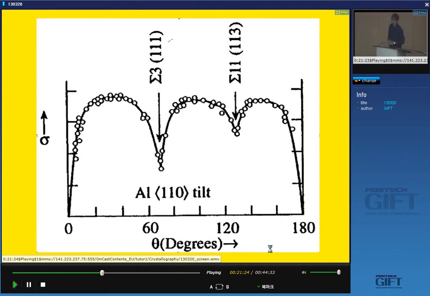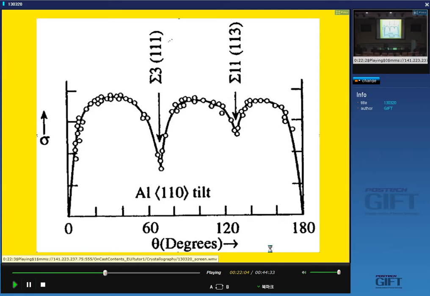Okay, so here, for example, we are plotting real values of the interfacial energy in, I think this is aluminium, yes, it's an aluminium tilt boundary about the 110 axis, and we are measuring the interfacial energy. At sigma 3, where 1 in 3 of the lattice points are coincident, you get a dramatic decrease in interfacial energy. And this is now a sigma 11 boundary, so 1 in 11 of the lattice points between the two crystals are coincident, and we get another cusp in the boundary. And of course, you can find these at many different values of theta.